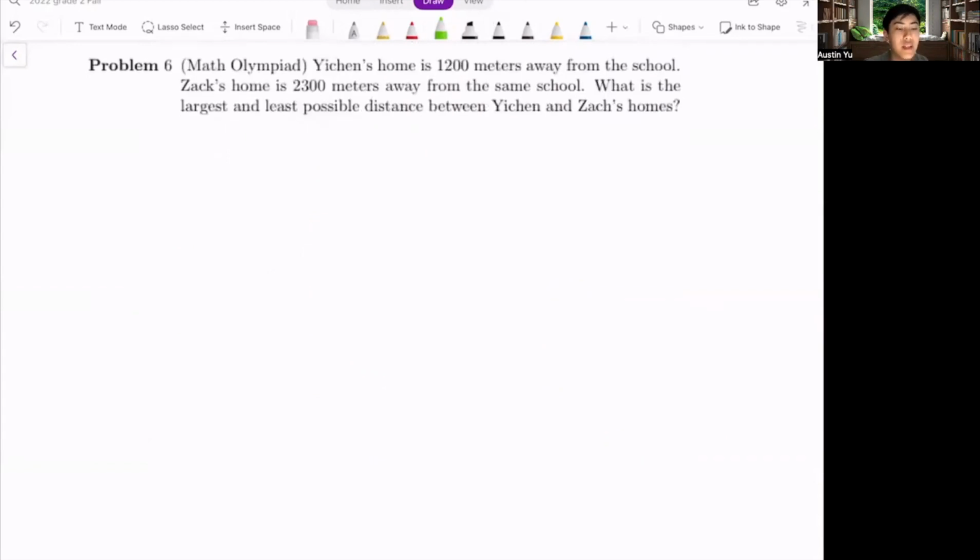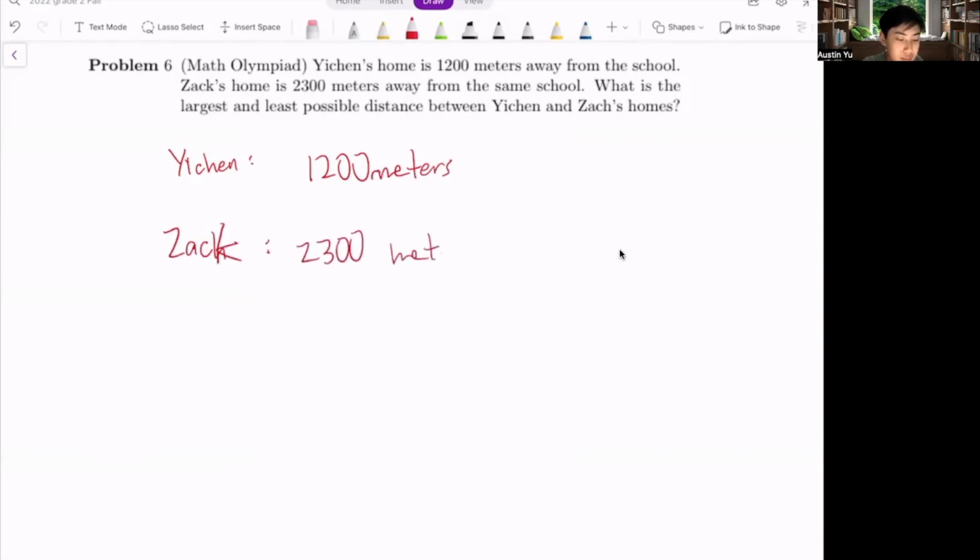Problem 6. Yichen's house is 1,200 meters away from the school. Zach's home is 2,300 meters away from the same school. What is the largest and least possible distance between Yichen and Zach's house? For this problem, the largest distance is that Yichen, write it out, Yichen is 1,200 meters away, while Zach is 2,300 meters away. The largest possible distance would just be adding these two together.